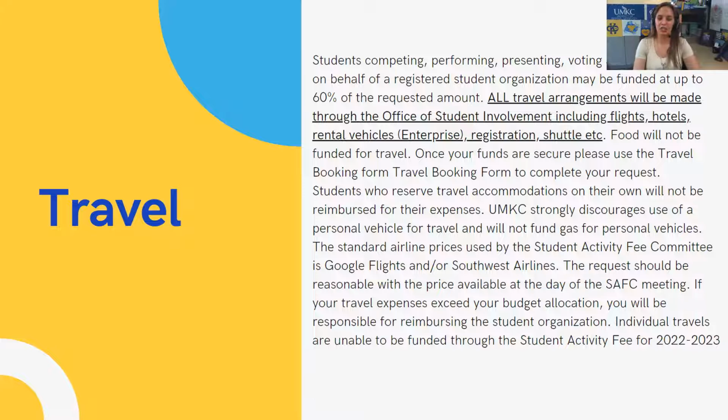Again, there are some ways that student orgs can look to see how much funding they will be provided through the student government or through the SAFC. So please be sure that they keep that in mind for this academic year, what that looks like.